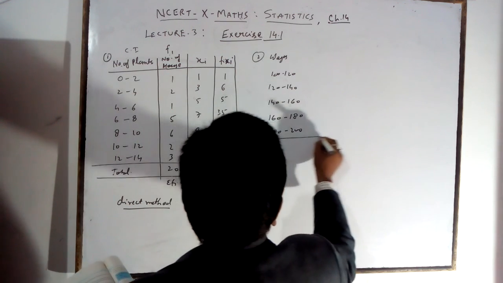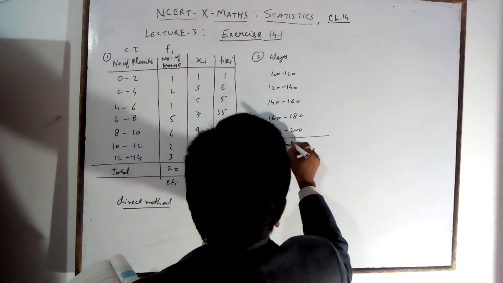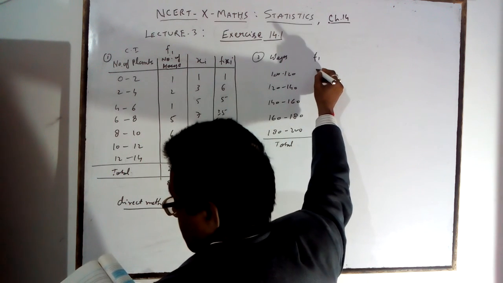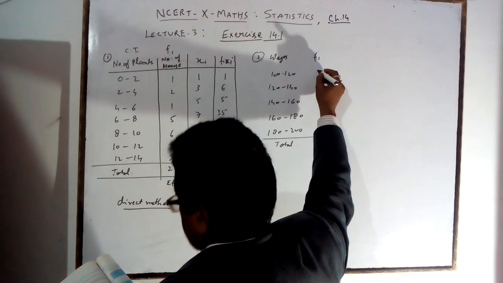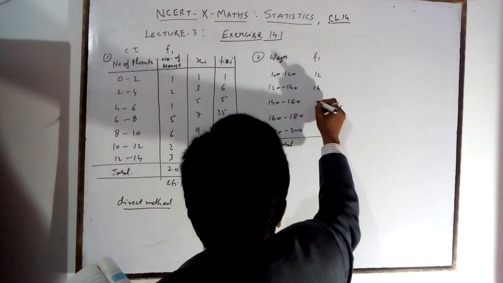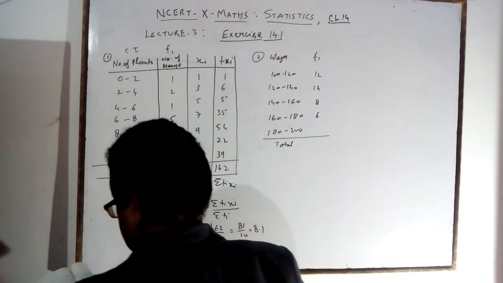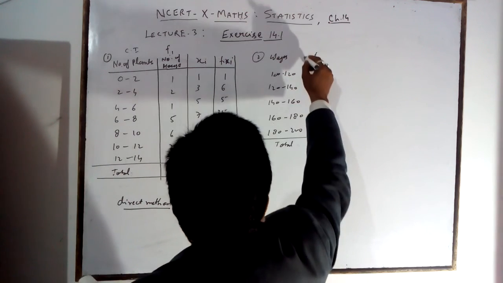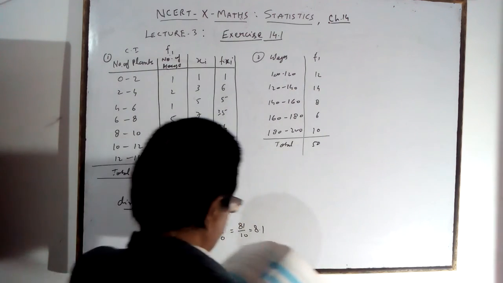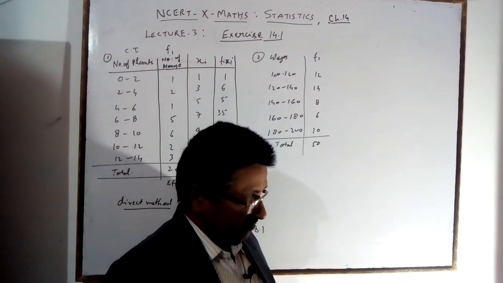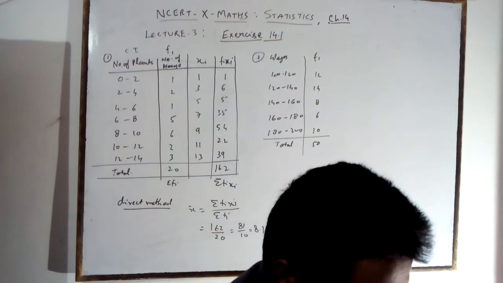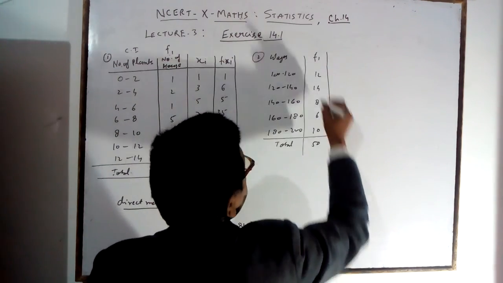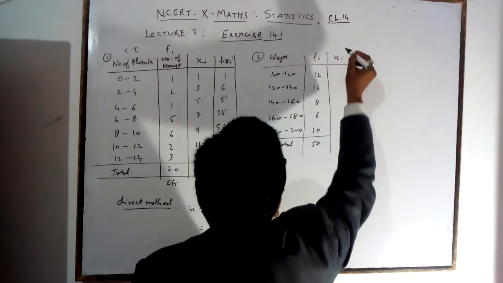The wages are given, and the number of persons, called fi, is given: 12, 14, 8, 6, and 10. Total is 50. There are 50 workers. You want to find the mean wages per person. First you find out xi, and xi will be the class mark.